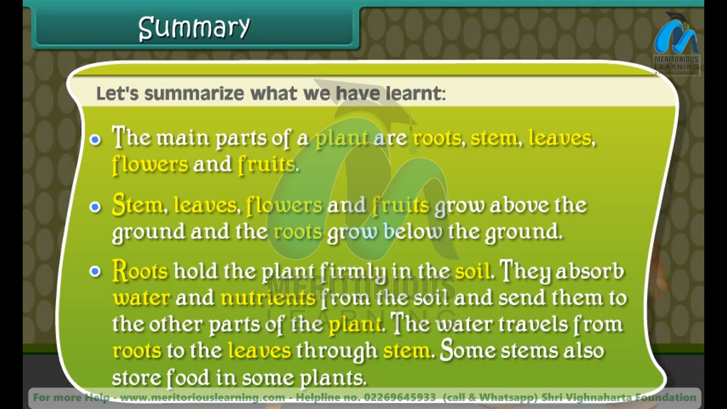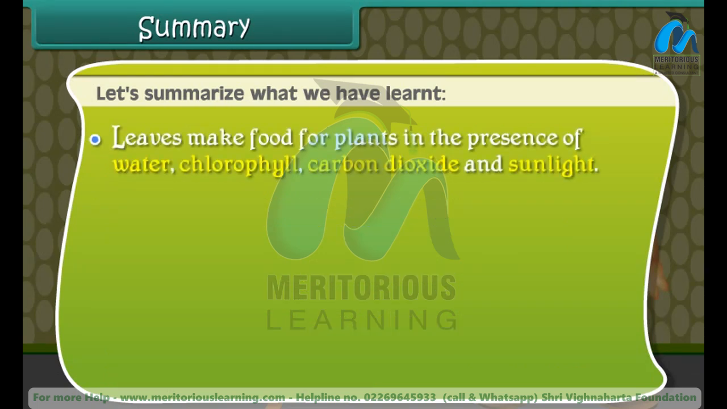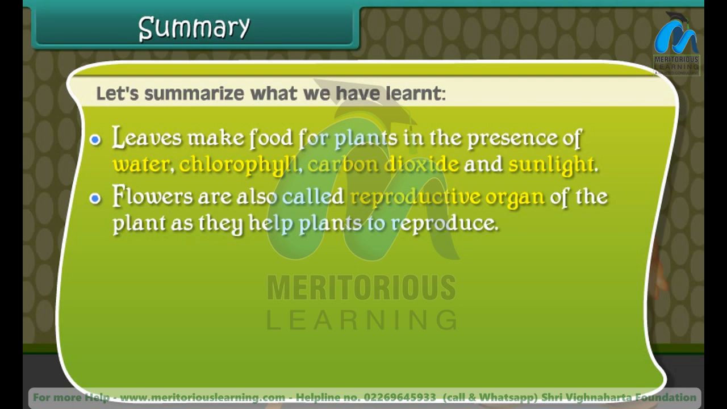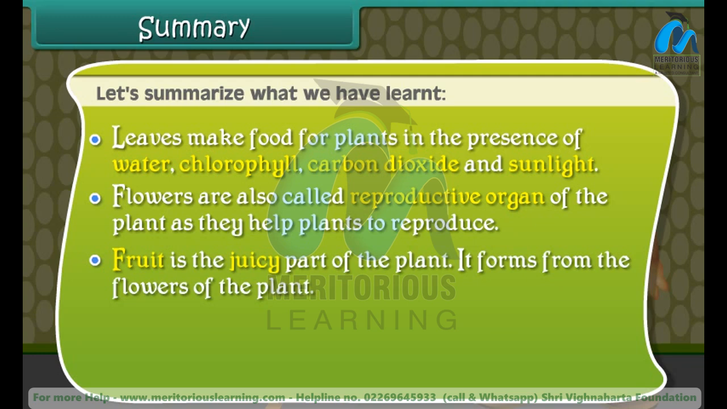The water travels from roots to the leaves through stem. Some stems also store food in some plants. Leaves make food for plants in the presence of water, chlorophyll, carbon dioxide, and sunlight. Flowers are also called the reproductive organ of the plant, as they help plants to reproduce. Fruit is the juicy part of the plant. It forms from the flowers of the plant. Fruits have seeds inside them.